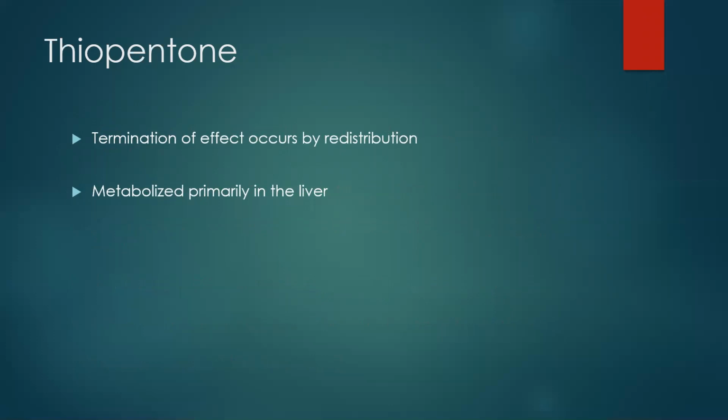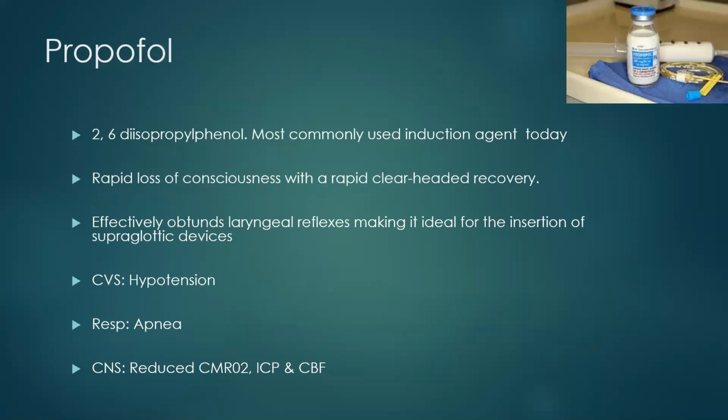So how does thiopental stop working? It stops working via redistribution, so it just redistributes away. But primarily, it leaves the body via metabolism, via the liver. Now, onto propofol, really the gold standard anesthetic agent.